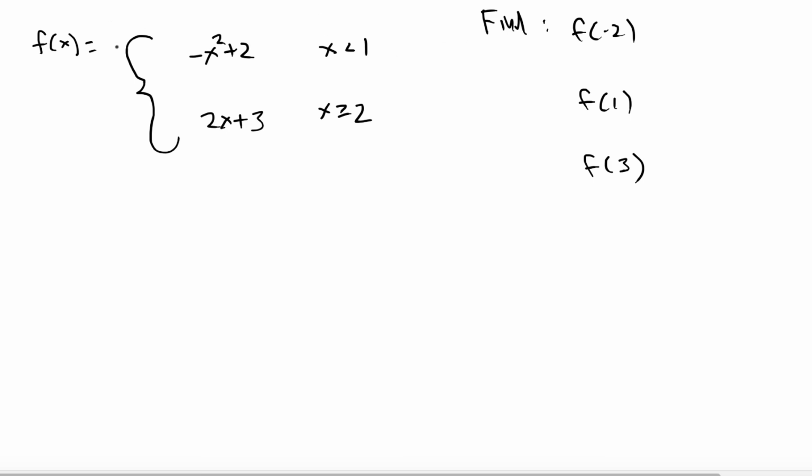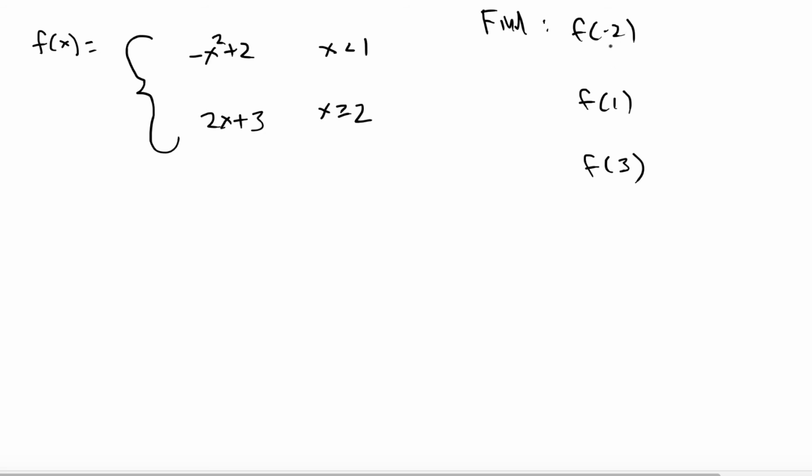All right, so we have this piecewise function, f of x, which is equal to, and these are the two pieces here. It's negative x squared plus 2, and this is for x less than 1. And we have 2x plus 3 for x greater than or equal to 2. So let's evaluate these three function values, right?